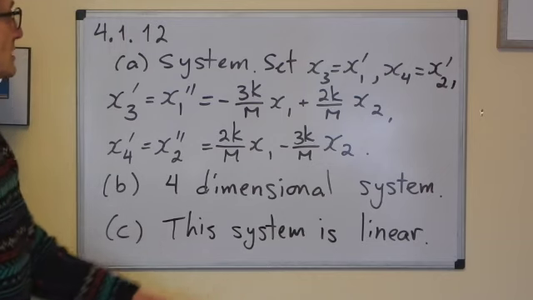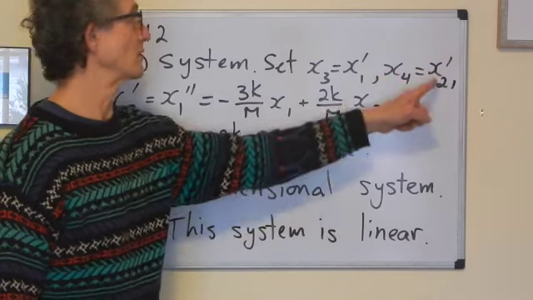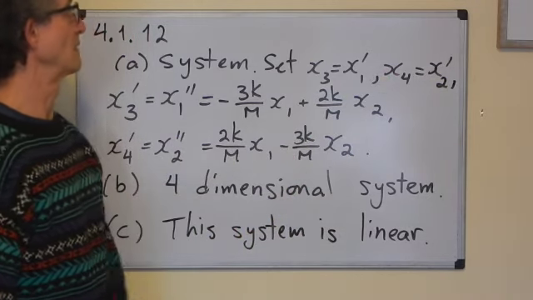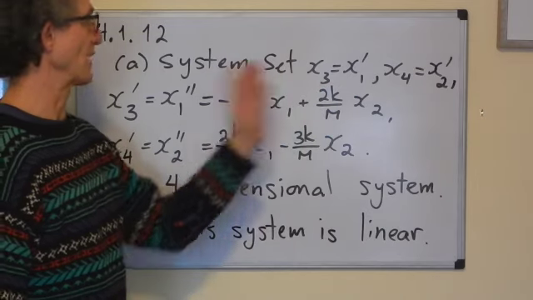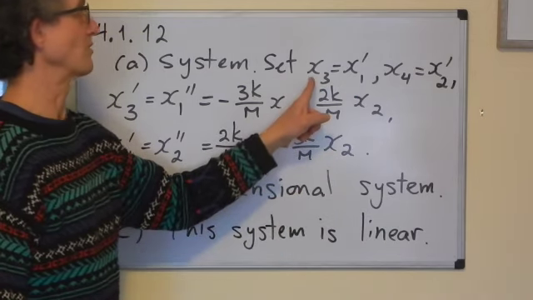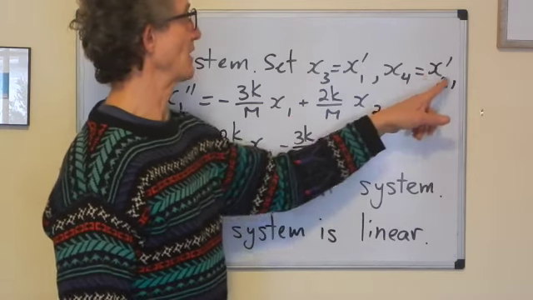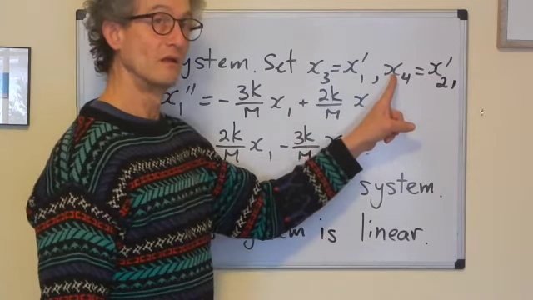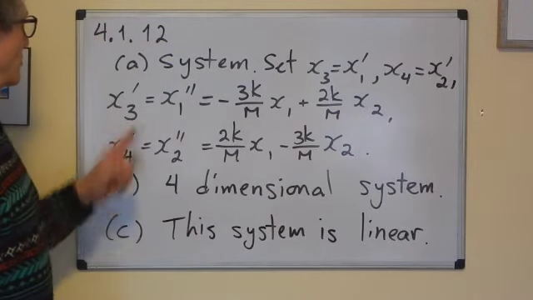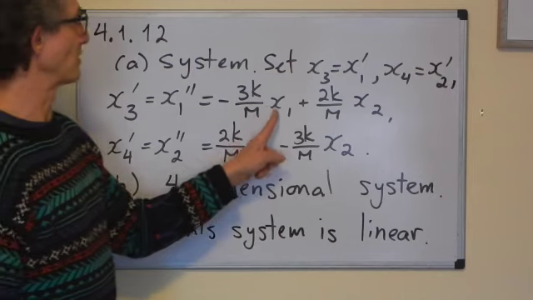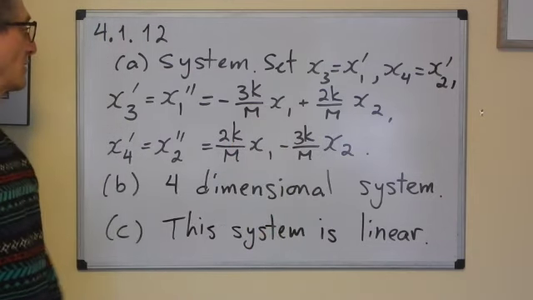And this system is linear because all the variables appear linearly, in the sense that everything on the right hand side, x1 prime is just x3, the first power of x3, x2 prime involves only the first power of x4, and the same is true for x3 prime and x4 prime. They're linear in x1 and x2. So this is a linear system.